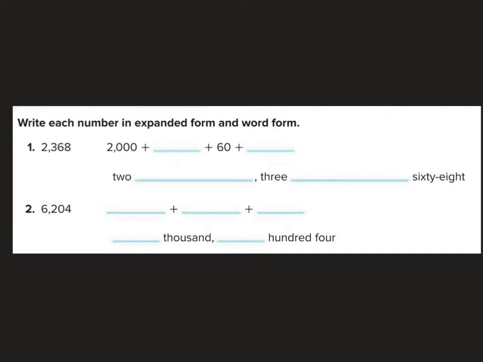So let's keep going here. Write each number in expanded and word form. Okay, so here's the number 2,368. So for expanded form, I'm going to write 2,000 plus 300 plus 60 plus 8. So in word form, I have to write it out in words.